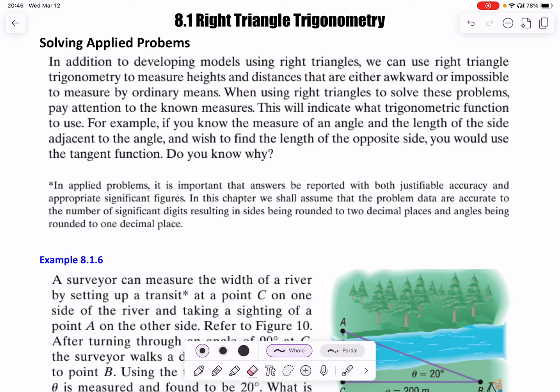So today we'll be using trigonometry to solve some applied problems. Right triangle trigonometry is useful in measuring heights or distances that would be otherwise difficult to measure by ordinary means. When we do this, what we need to pay attention to is the information that we're given, and that's going to help us determine which of the trig functions we want to use to solve a particular problem.